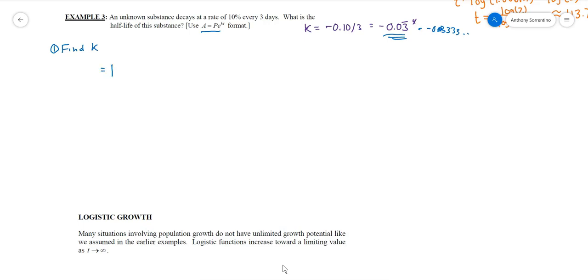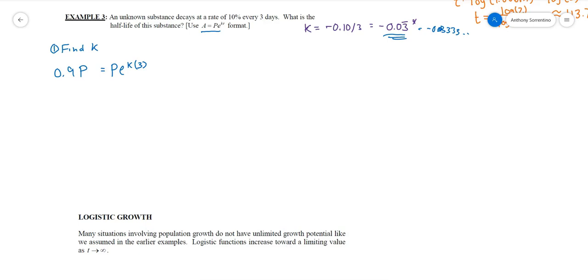I'm starting with an original amount. I don't know what it is. I don't know what k is yet. But after 3 days, I'm going to have 10% less. Now, the other thing to remember about these formulas, especially for decay problems: if I'm decaying at 10% every 3 days, that means after 3 days, I'm going to have 90% left. These formulas always deal with the amount present, not the amount lost. And so the final amount is going to be 0.9 or 90% of P.